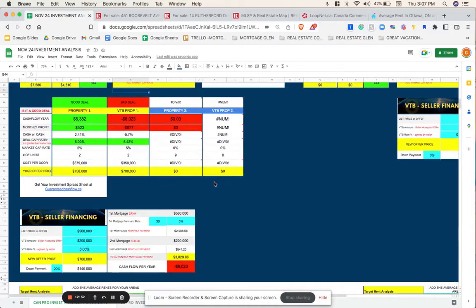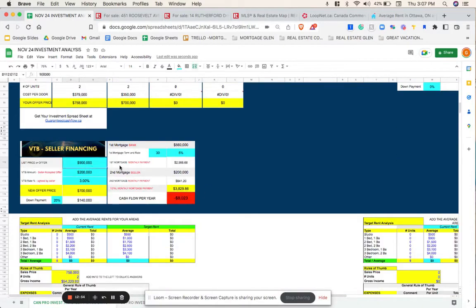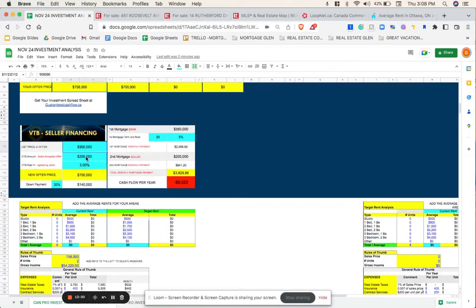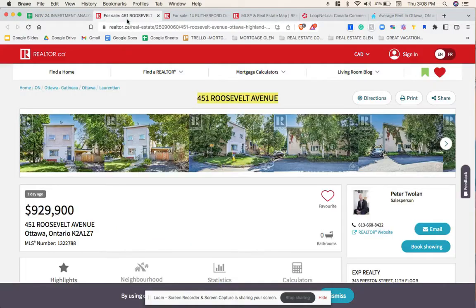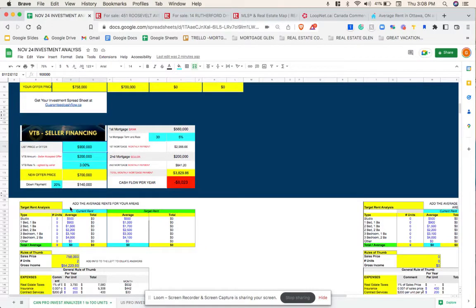Or what we can do is what we call vendor take back. So right here, let's say for example it's 900,000. Let's see what the price would be coming up with for a vendor take back, a seller financing, meaning that the seller is going to absorb some of these costs. So the list price is 929, I believe, but we're not going to give them 929. We're going to give them, let's say, 900. We said we'll give you 900, but I want you to hold back a VTB of 200,000. Let's say 250.